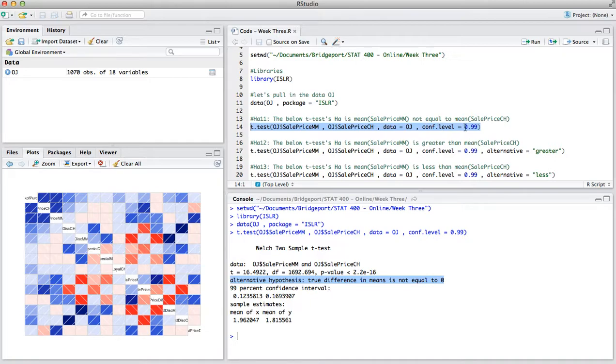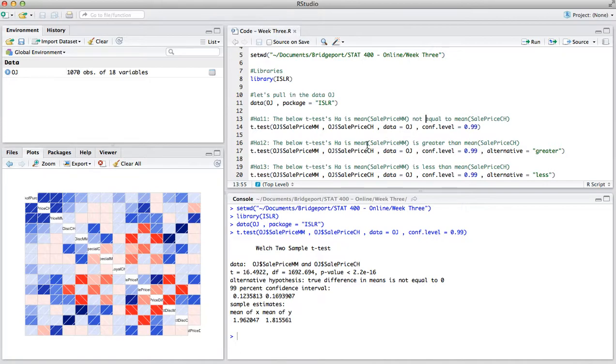This 99% confidence interval is referring to this. We are 99% confident that the true difference is between 0.12 and 0.16. In other words, the true difference is between 12 and 16, close to 17 cents. And then it's giving us the means of X and Y, X first one, Y second one, Minute Maid, Citrus Hill. This was a good test. It said that they were different, and it gave us a confidence interval.